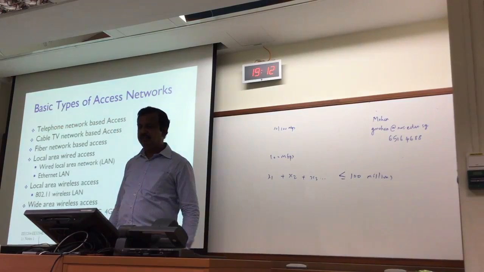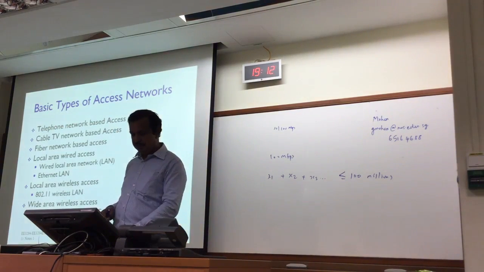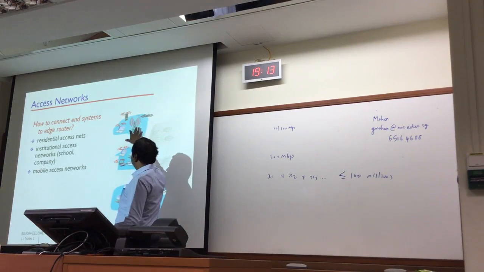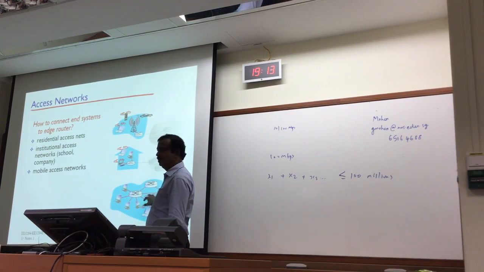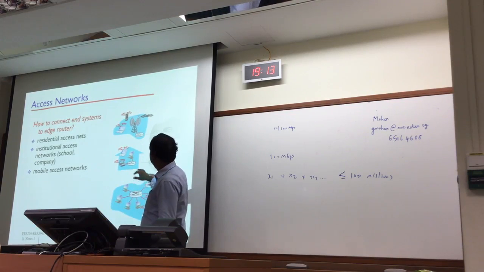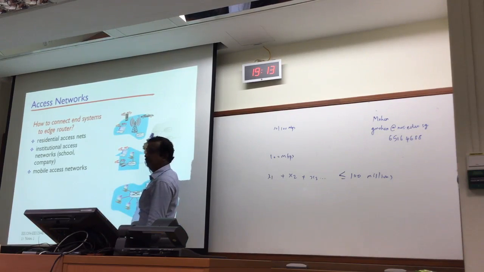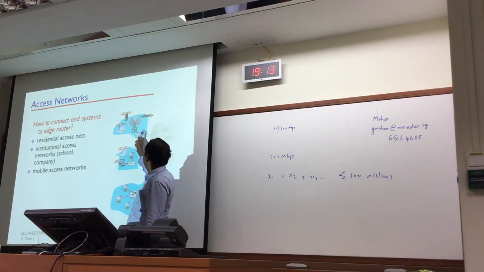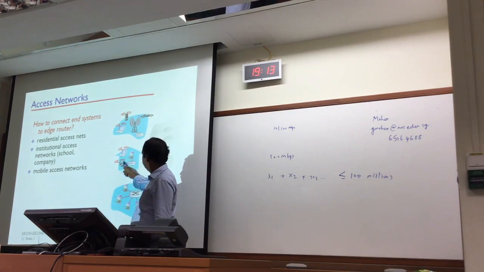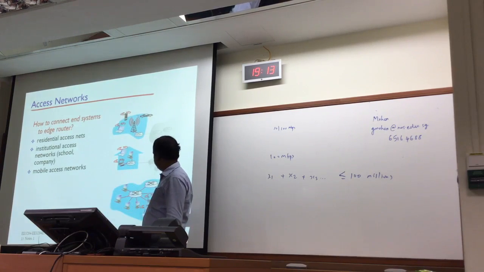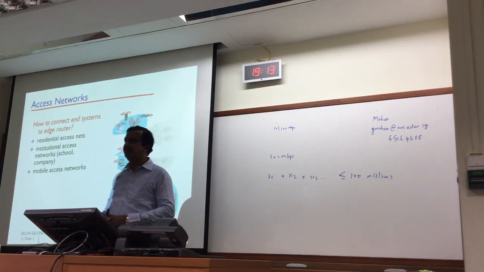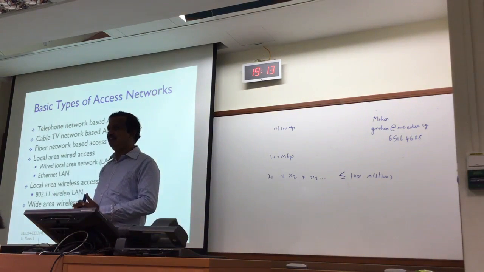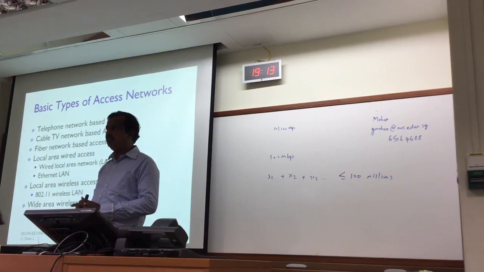But the basic types of access networks, because sometimes students get confused. You see, here also you have access, here also you have some wireless, and the kind of connectivity between this to this, or let's say between this to this, and the institution, they're all different, okay? So let me try to define basic types of access networks to avoid all the confusions.